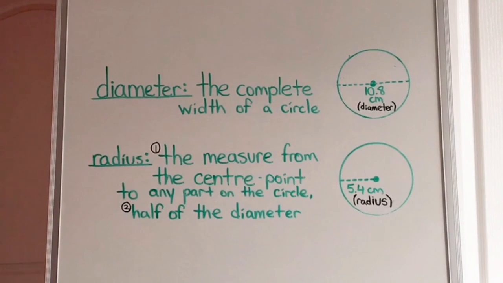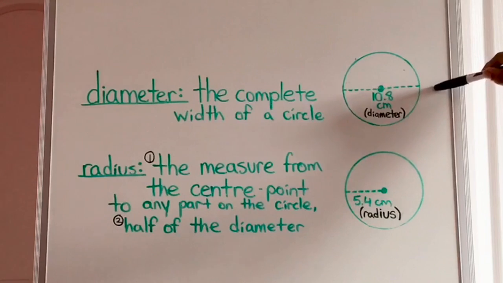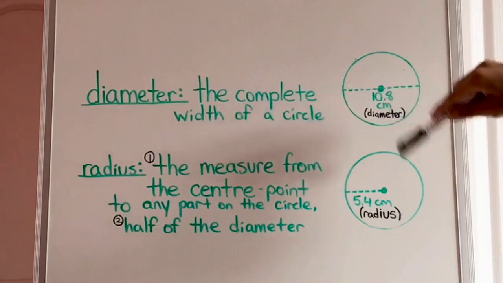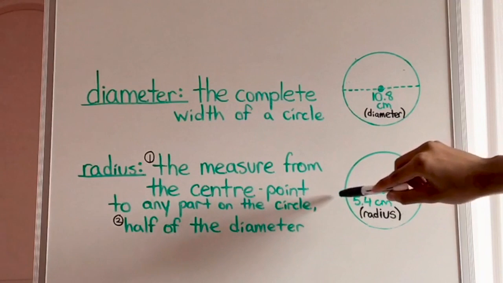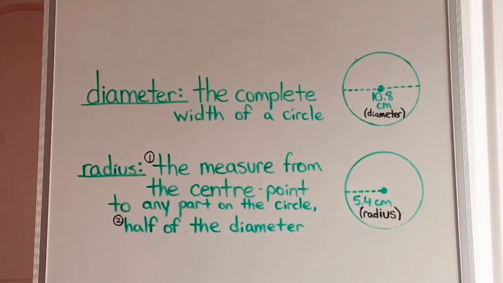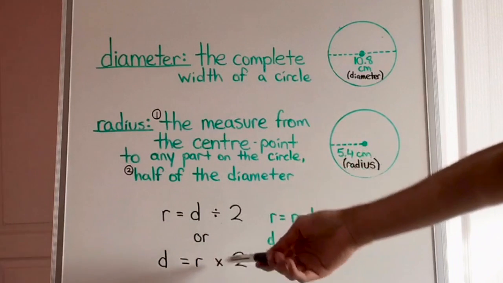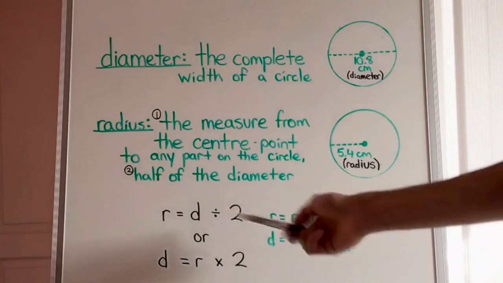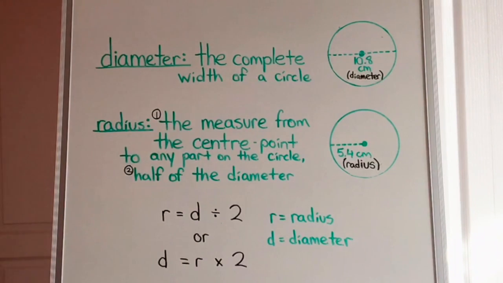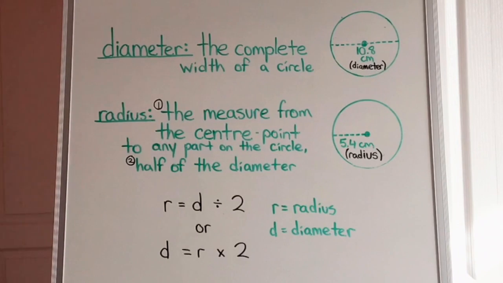Now that we know what the diameter is, we can figure out the radius. The radius is the measure from the center point to any part of the circle, or half of the diameter. The diameter runs all the way from one point to the other, crossing the center point. The radius is simply from one edge of the circle to the center point, which is exactly half of the diameter. With this information, we can conclude that the radius is the diameter divided by 2, or the diameter is the radius times 2. R stands for radius and D stands for diameter. These two formulas can be really helpful when you need to make other calculations, but you're only given one dimension.